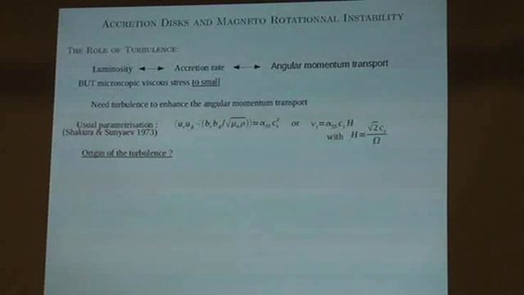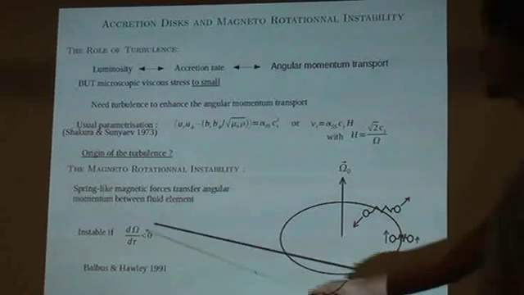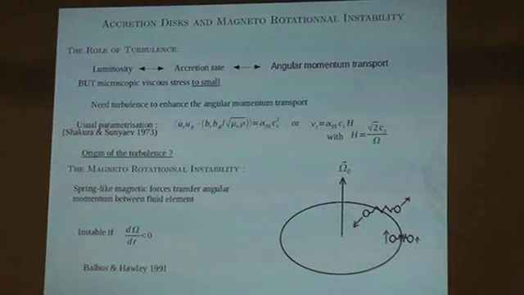Concerning the origin of this turbulence, after looking for hydrodynamic instabilities, Balbus and Hawley found that accretion disks in general were unstable when a magnetic field was present. So here is an explanation with the hands.